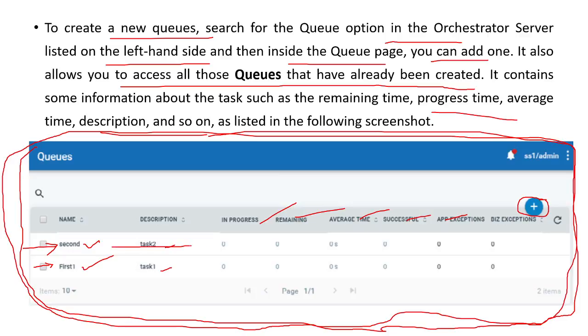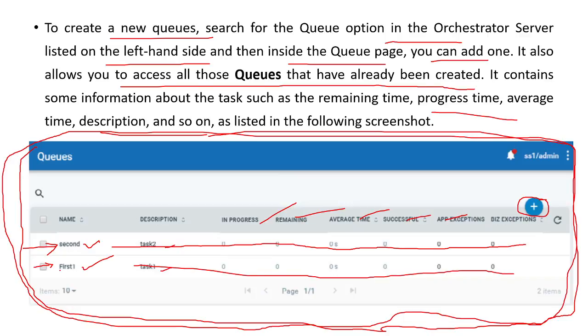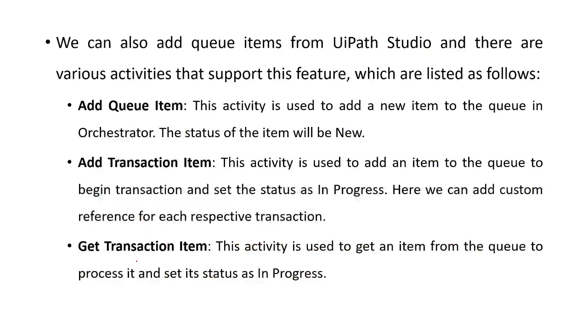See, this row will give the status of the queue called second. This row will give the status of the queue called first, like this. Clear? And there is one more interesting feature. We can also add queue items, I mean the tasks. Queue items are basically tasks that can be added from UiPath Studio also.